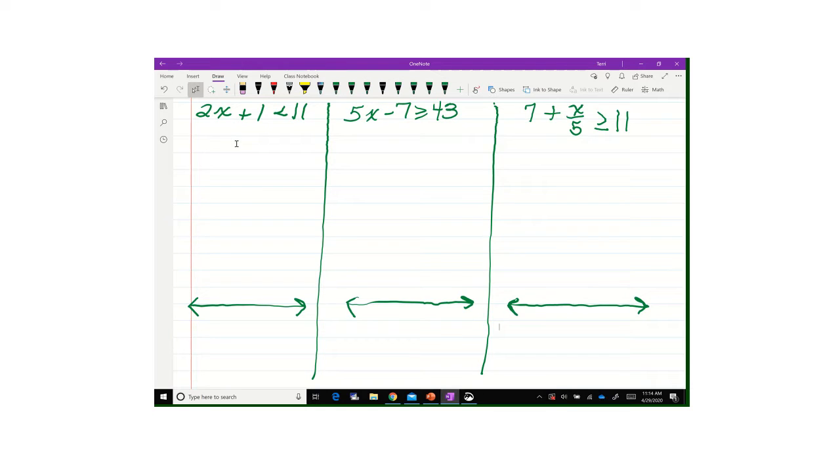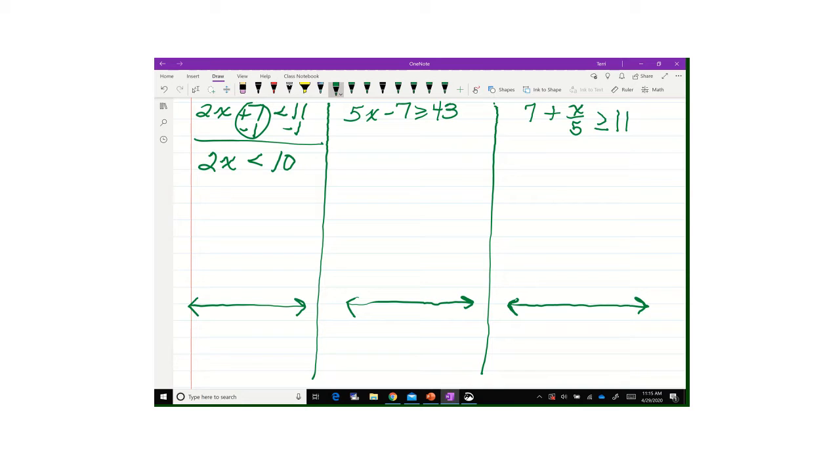All right, let's take a look at our first problem up here. We have 2x plus 1 is less than 11. Okay, we're going to look at our adding and subtracting first. So we have an add 1. That means I'm going to take away 1 from each side of the inequality. Here's my 0 because those are opposites. And what's left is 2x is less than, and 11 minus 1 is 10.